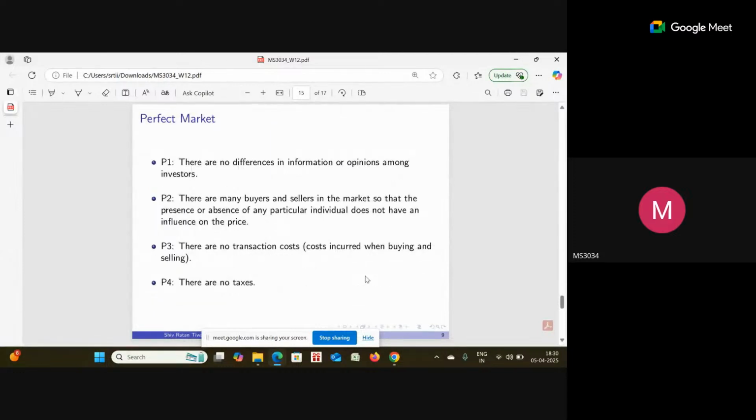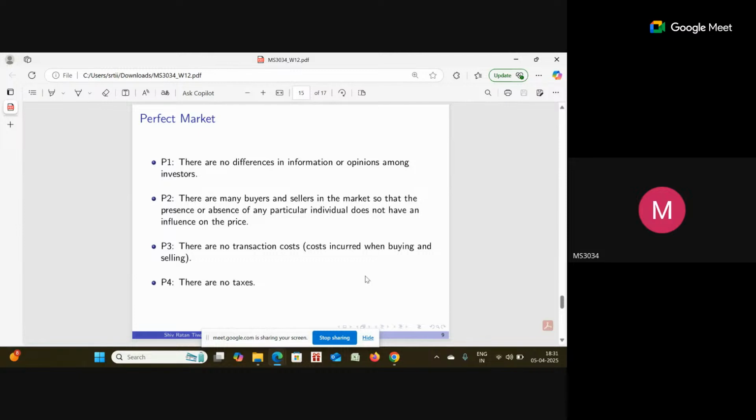Okay, now coming towards the end of the course, we go back to our initial discussion regarding the overall markets. As we said earlier, our assumption was that markets are perfect. And what are the assumptions under a perfect market? In a perfect market there is no asymmetry in information. That means all investors have access to similar information. This is the first assumption.